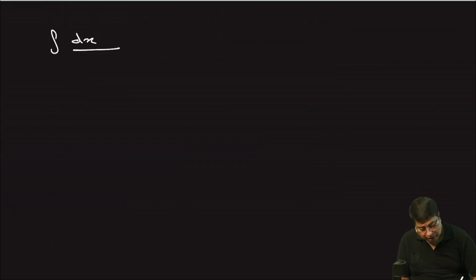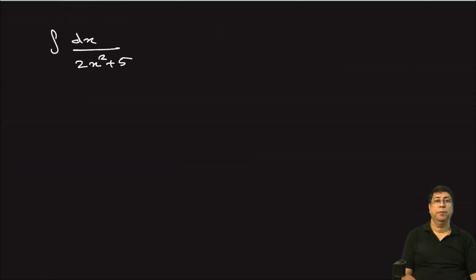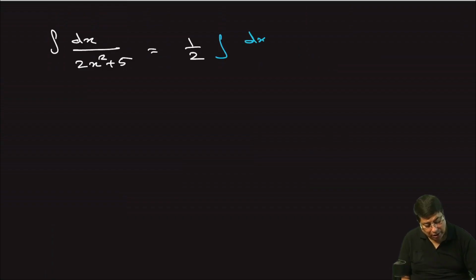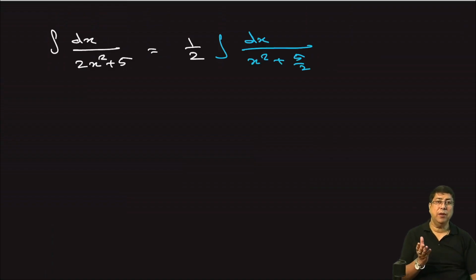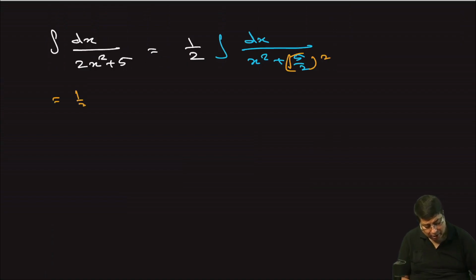Suppose integration dx by 2x square plus 5. First of all, the numerical coefficient of x square should be unity. Therefore, I can write here 1 by 2, dx by x square plus 5 by 2. So a constant can be manipulated in any way. So if I write root over 5 by 2 whole square, this comes to be half dx by x square plus root over of 5 by 2 whole square.